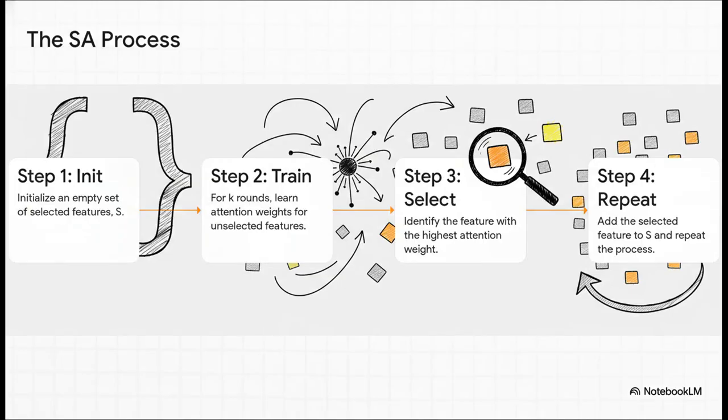So this all breaks down into a really clear iterative process. You start with nothing, an empty feature set. Then, for a specified number of rounds, you train the model and let it learn attention weights for all the features you haven't picked yet. Then, you just find the feature with the highest weight, add it to your set, and you repeat the process. This is such a powerful idea because it's effectively doing what a greedy forward selection strategy does, but in a much more efficient, differentiable, end-to-end kind of way.